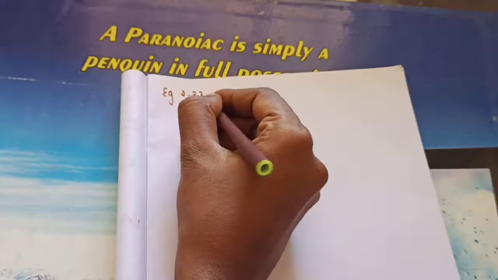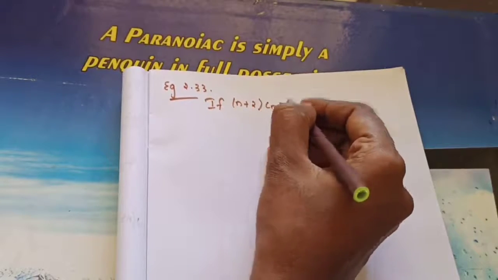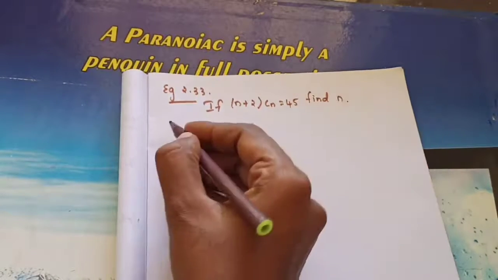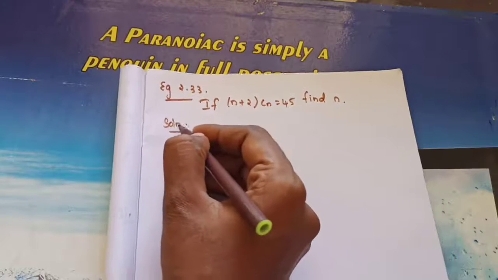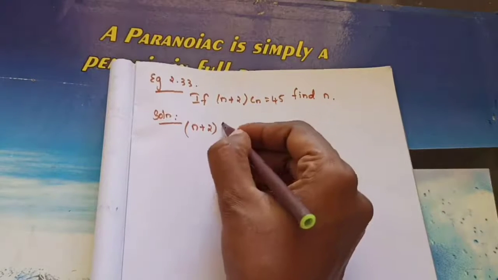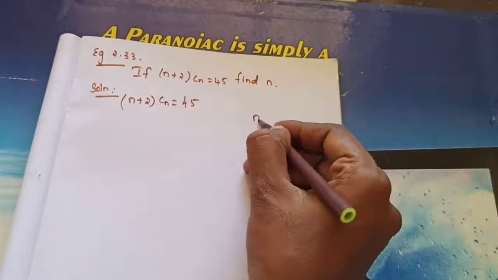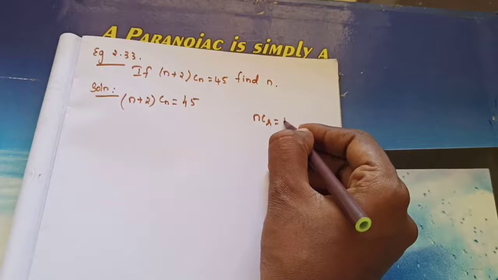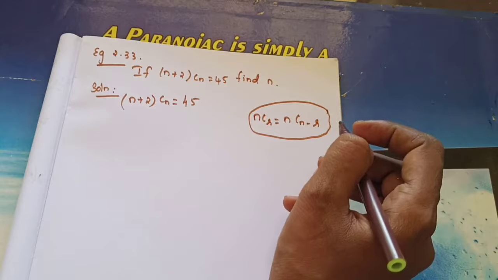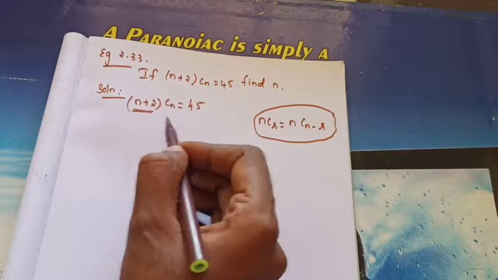Example 2.33. If n plus 2 Cn equal to 45, find n. Solution. So here I am writing the question, that is n plus 2 Cn equal to 45. Okay, so here we are going to use one formula that you have already learned, nCr is equal to nC(n minus r). So in the place of n, n plus 2 is there. So we are going to substitute like that.